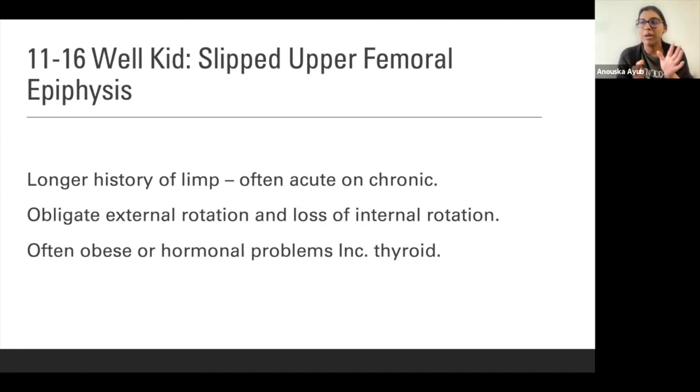And that means that when you flex the knee up, you can't keep the femur in line. It externally rotates. So that's what obligate external rotation means. When you flex the femur up to 90 degrees, you get an external rotation that you can't avoid. It's obligate. And they're usually large, or they've got hormonal problems, including thyroid, or it's a combination of all of those things.